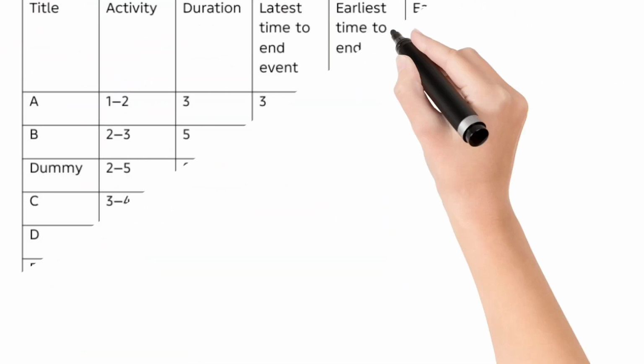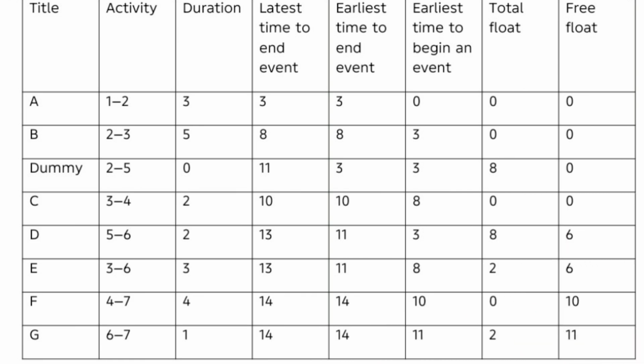By combining this, we can create a neat analysis table that shows all our times, durations, and most importantly, the floats of each activity, which helps us find our critical paths.